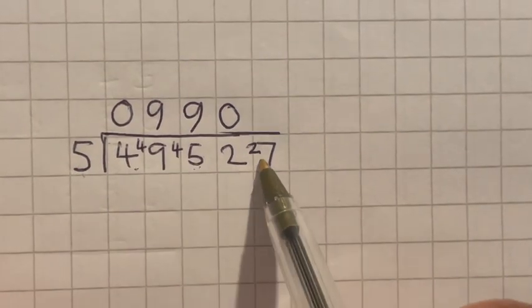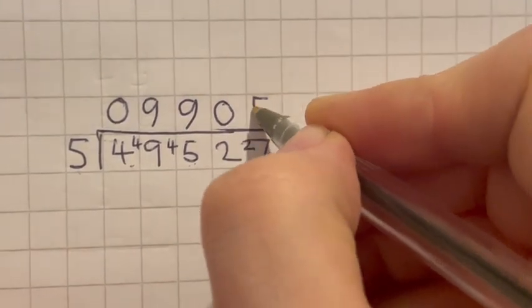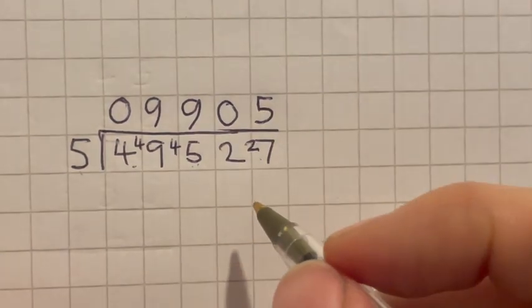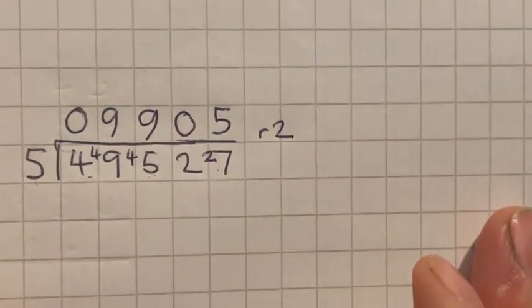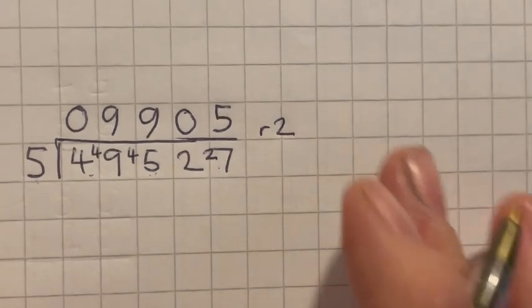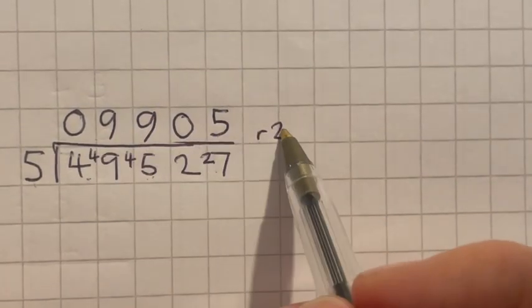How many groups of 5 from 27? That would be 5, because 5 times 5 is 25, and our remainder is 2. Now that's absolutely fine to leave it there for year 5. They are just looking at dividing with the remainder.